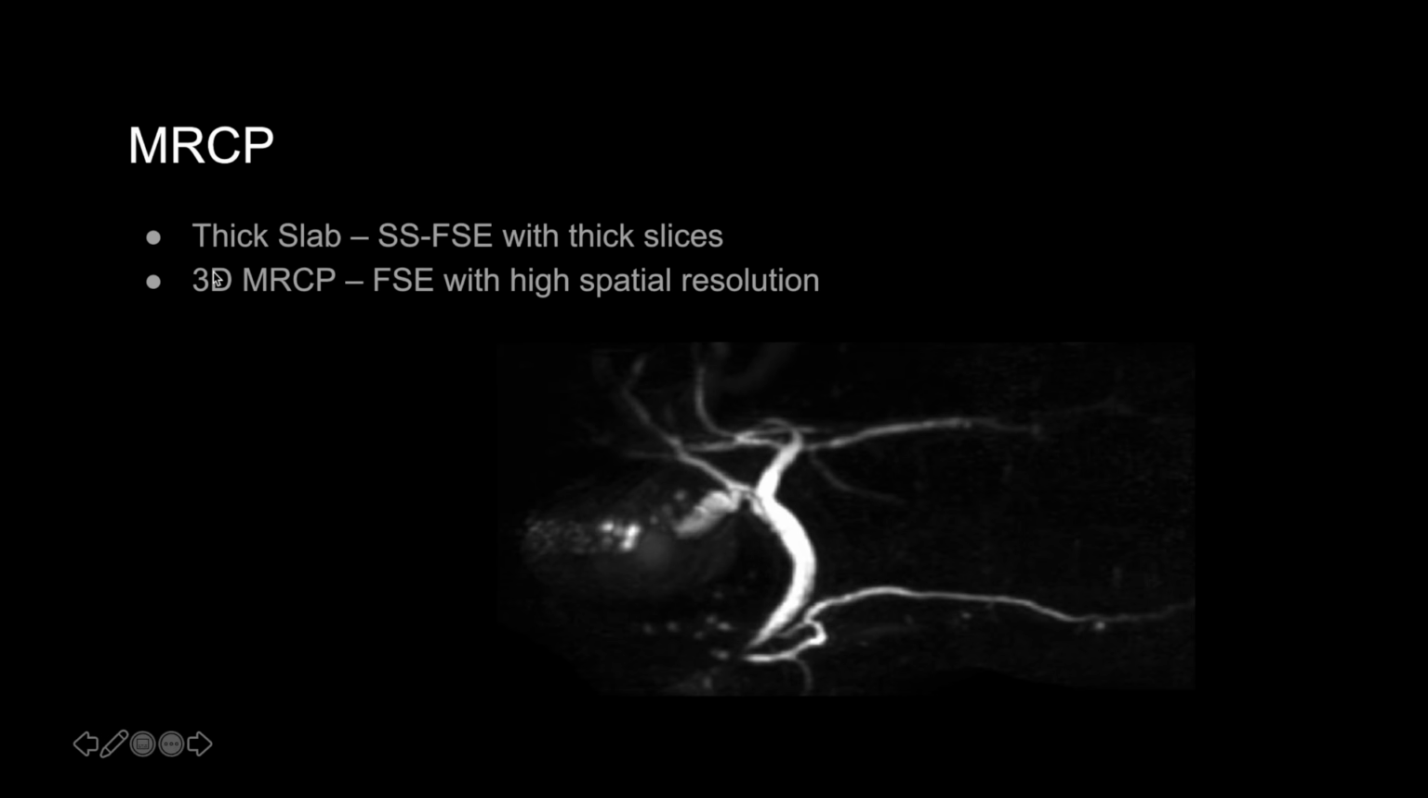And then you can do a 3D MRCP, which is a fast spin echo based 3D sequence with very high spatial resolution. That can take longer to acquire, and again, we'll show you these images shortly when we go through a normal MRI. Other practical notes that I think are worth noting for abdominal MRI.